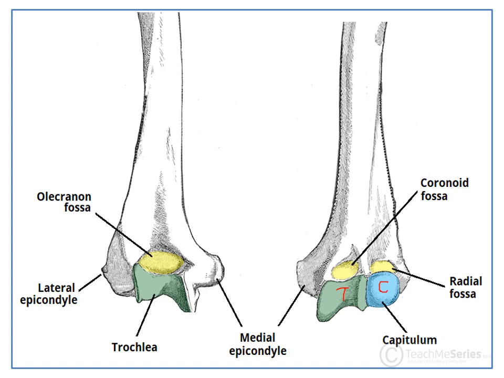This is the structure that articulates with the radius to form the elbow joint. And above both of them, we have some fossae. Above the trochlea, we have the coronoid fossa, which is a fossa that fits directly with the coronoid process of the ulnar bone. And then we have the radial fossa at the top of the capitulum. This is a fossa that fits directly with the radial tuberosity of the radius.